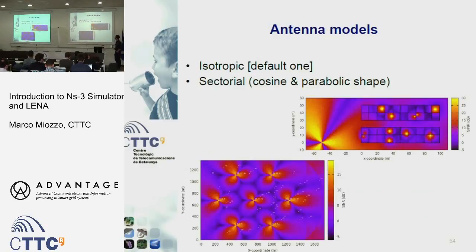This is the antenna model. As I told you, we have the isotropic one, like, for instance, the standard Wi-Fi router. So we have one like this, this small one. And the sectorial one, like this big one, which is the typical one for a cellular scenario.